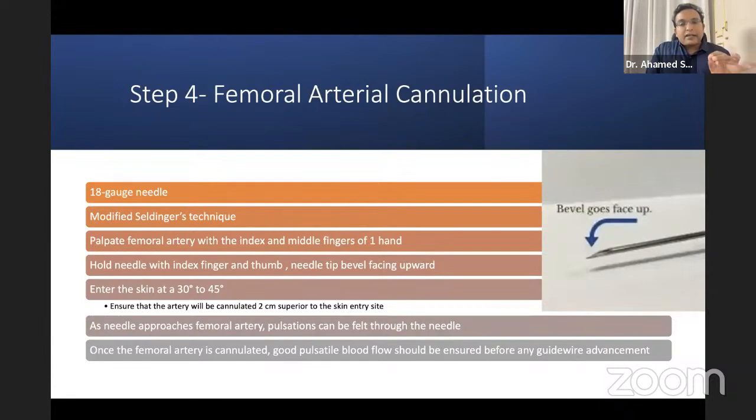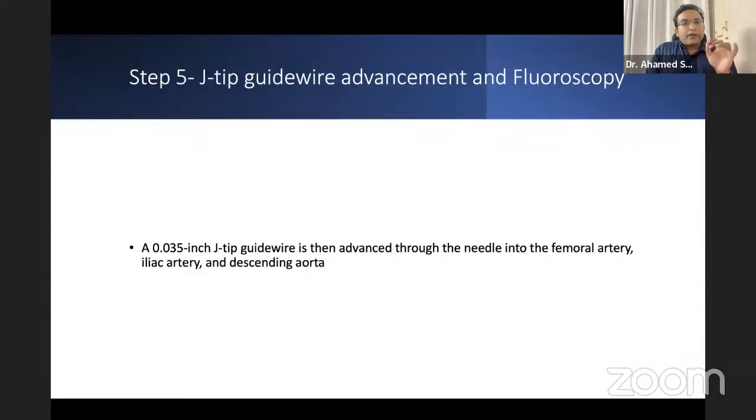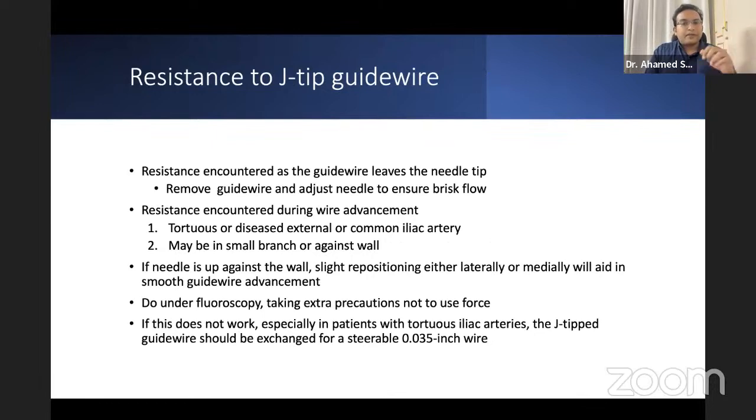And once we get that, only then try to advance the guide wire. The guide wire we use is the J-tip guide wire, advanced through the needle into the femoral artery. It is about 30 centimeters in length and can go up to the descending aorta. Most of the time we get the puncture properly, but there may be resistance to the J-tip guide wire going into the needle.